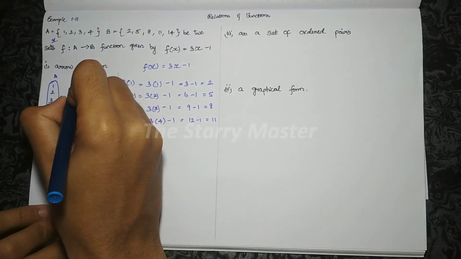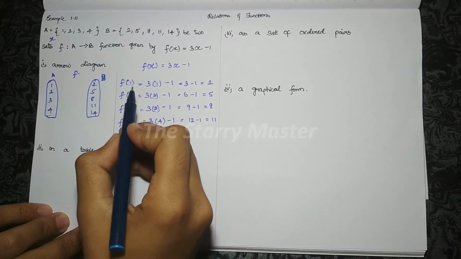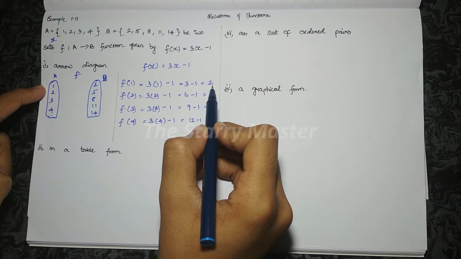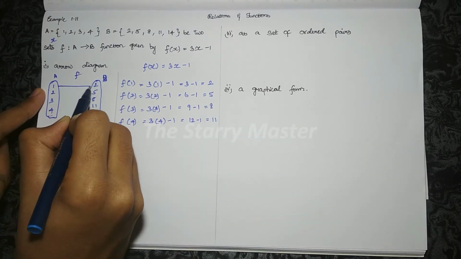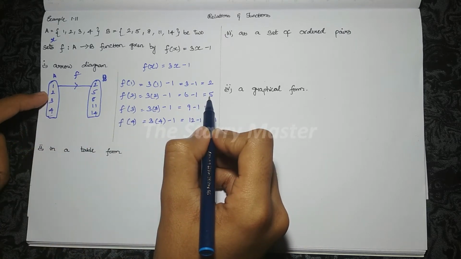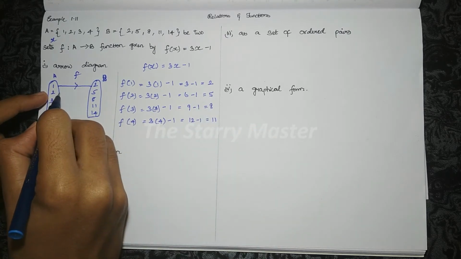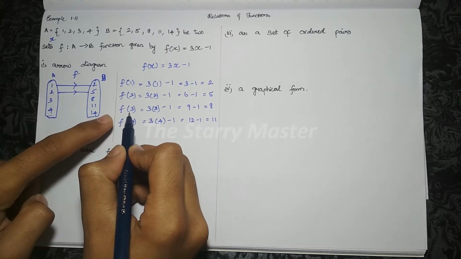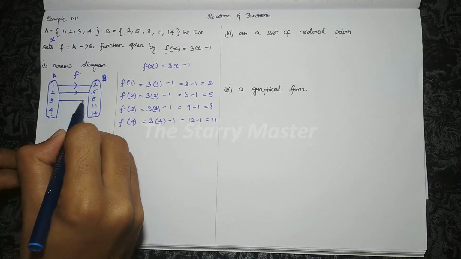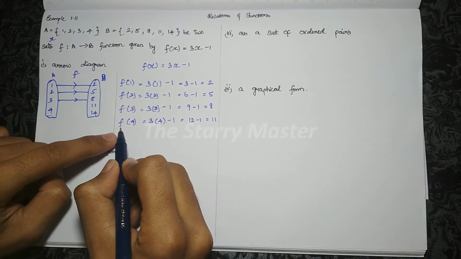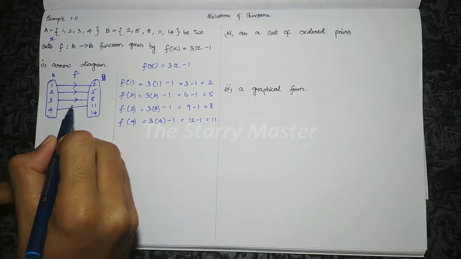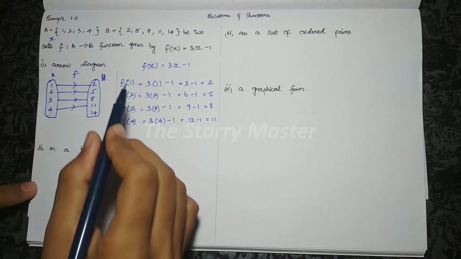The function is from A to B, so if x is 1 then f of x is 2, so we make a line from A to B. If the value of A is 2, then f of x is 5, so 2 to 5. If x is 3, then f of x is 8, so 3 to 8. If x is equal to 4, then f of x is 11, so 4 to 11. So we have to make an arrow diagram like this.